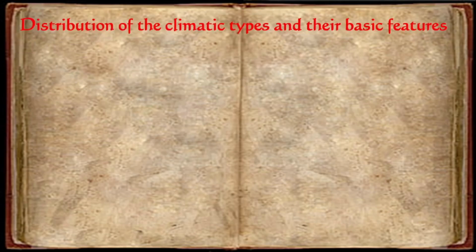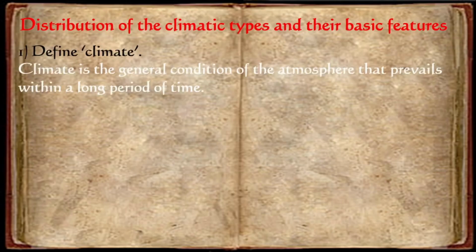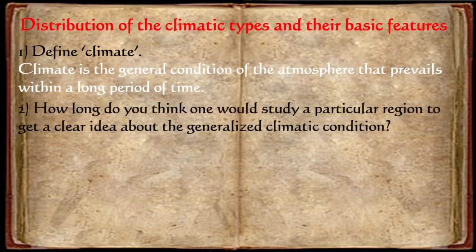What is the largest freshwater lake in Asia? Lake Baikal. Distribution of the climatic types and their basic features. Define climate. Climate is the general condition of the atmosphere that prevails within a long period of time. How long do you think one would study a particular region to get a clear idea about generalized climatic condition?